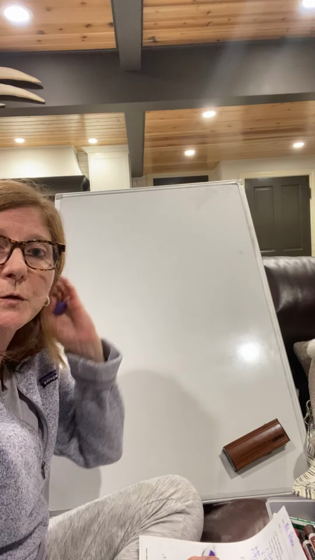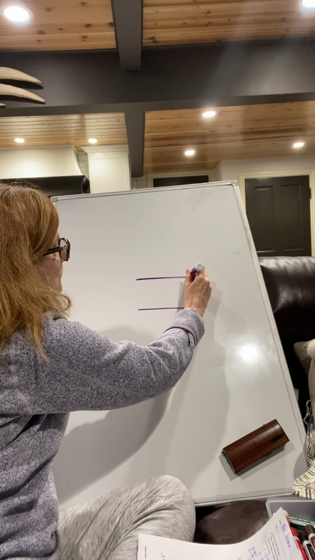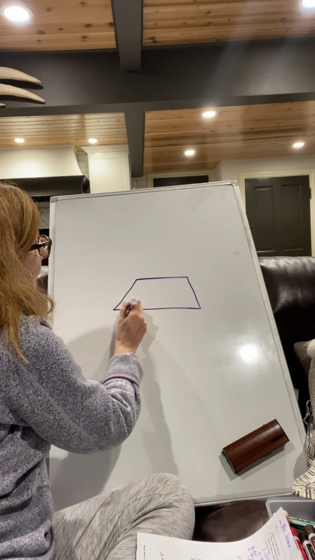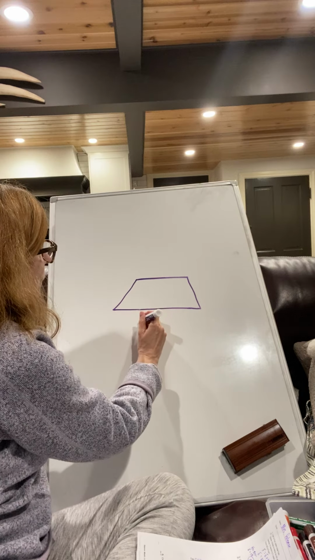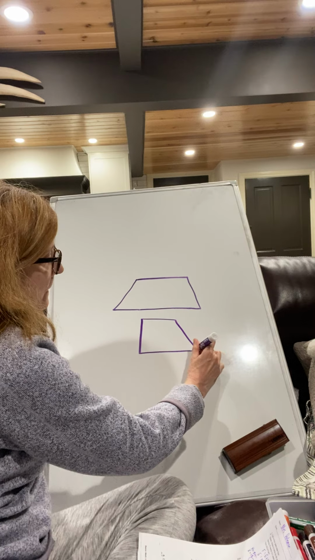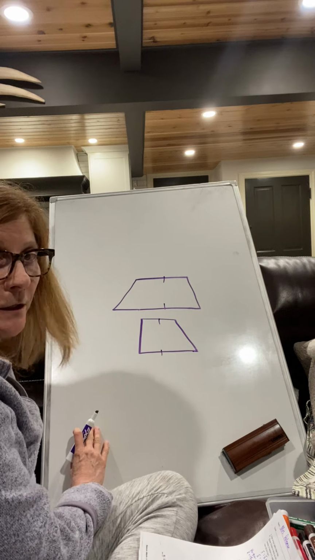Interesting. Now, problem number 2, draw a trapezoid. Well, you have to know, what is a trapezoid? A trapezoid is a quadrilateral, so it'll have 4 sides, and it has exactly 1 pair of parallel lines. So a trapezoid could look like that. It could be something that looks like this, because it only has 1 pair of parallel lines. This only has 1 pair of parallel lines.